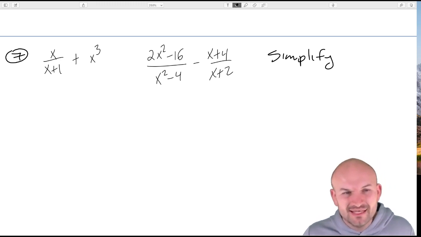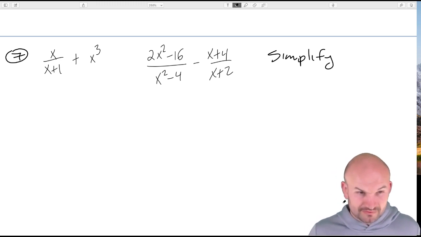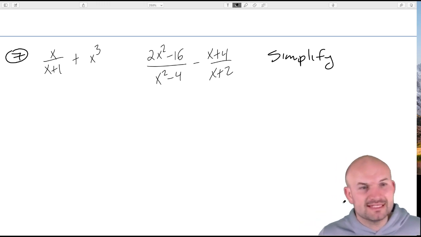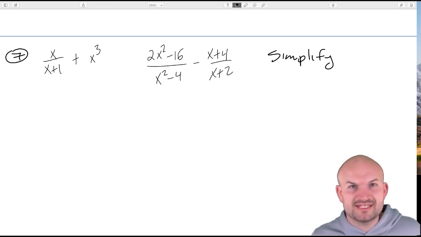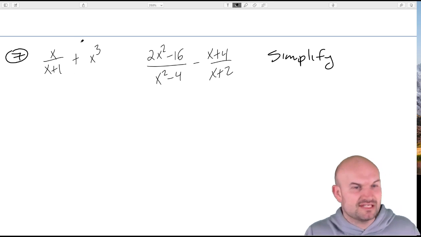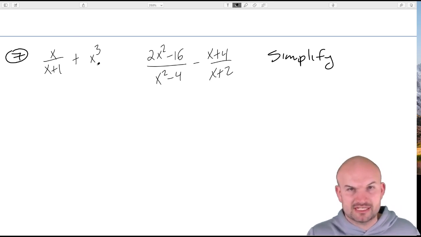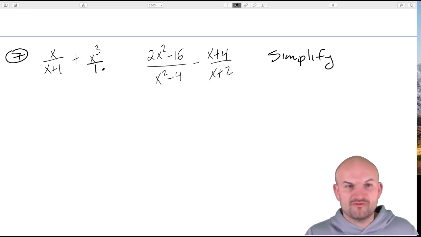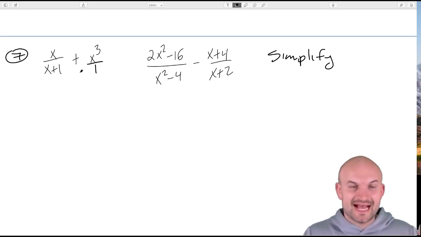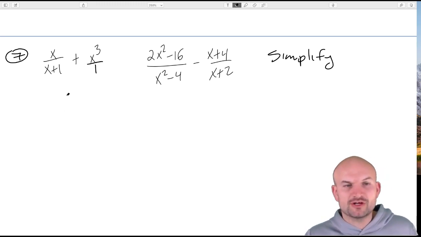So the next one was just how to simplify. How do you combine these? So the first expression is x divided by x plus 1 plus x cubed. Well, again, you notice that this is a fraction. If I'm going to add a fraction to an expression, it also has to be in fractional form. So what I'm going to do is rewrite x cubed as a fraction, meaning x cubed over 1. But the only way you're going to be able to combine these is if they have the same denominator.